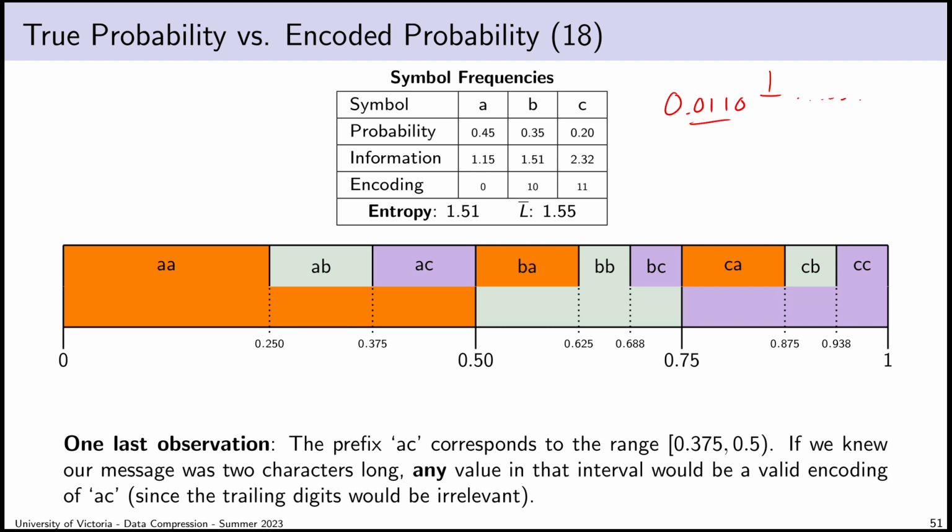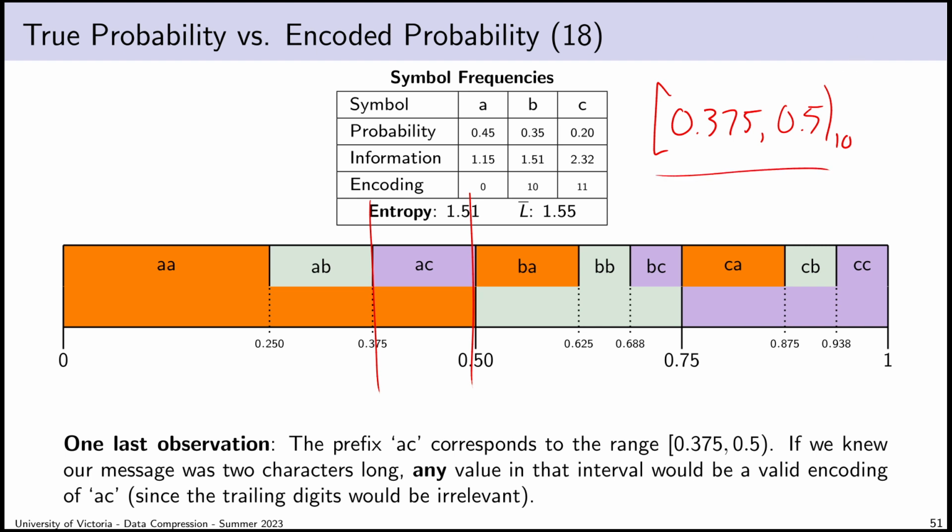So under that model, if I look at, for example, the prefix AC. Messages that begin with AC correspond to bit sequences that are in the range. Of course, the bit sequences are in base 2, but I'm going to use base 10 for the example. Any bit sequence corresponding to a fraction in the range 0.375 through 0.5, which is a half open interval, so 0.5 itself is not included, corresponds to a message beginning with AC.